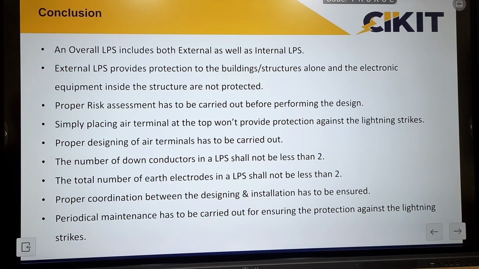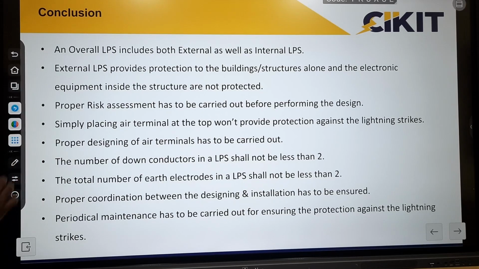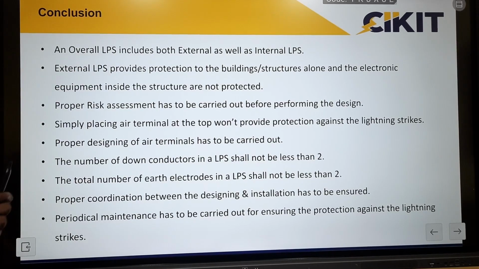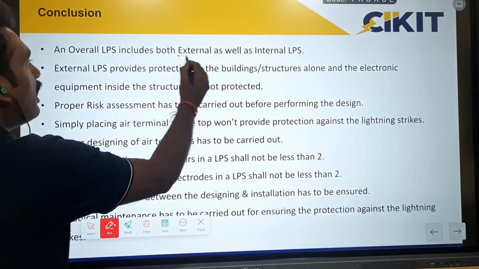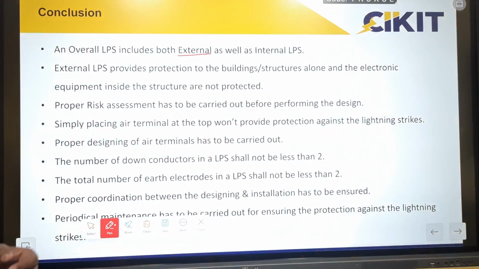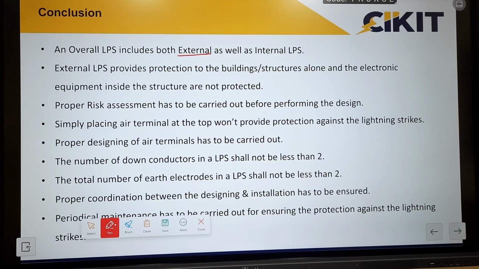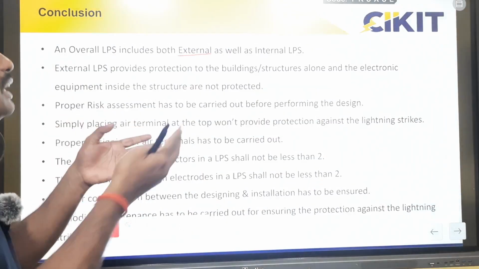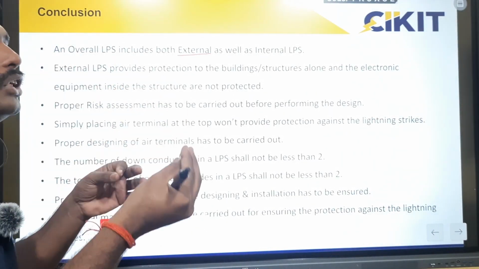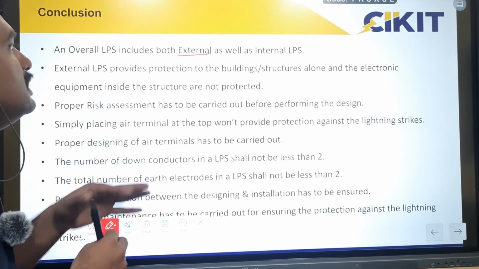So, conclusion. If we are providing this lightning protection system, it is a combination of both external as well as internal lightning protection system. By providing the external lightning protection system alone, I am not providing protection to the electronic equipment housed inside the building. I am providing protection to the building and structures alone.